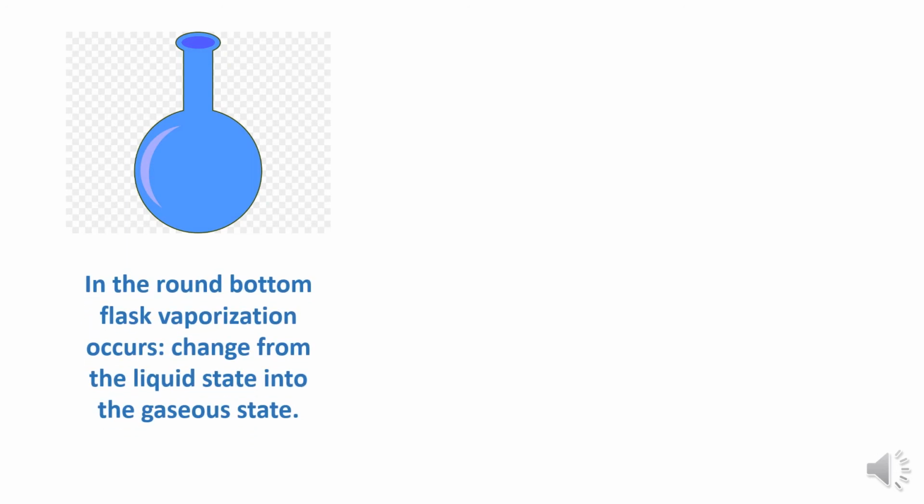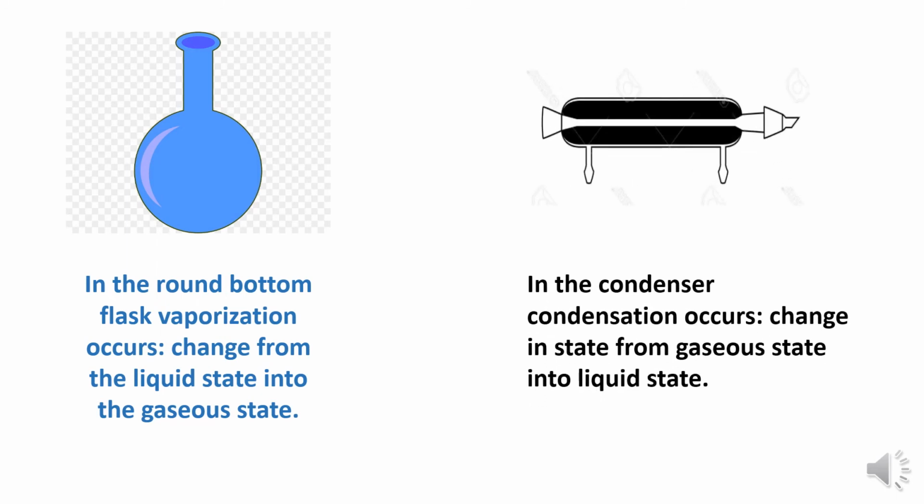In the round bottom flask, vaporization occurs, a change from the liquid state into the gaseous state. The liquid of the solid-liquid homogeneous mixture evaporates or vaporizes in the round bottom flask. While in the condenser, condensation occurs, a change in state from the gaseous state into the liquid state.